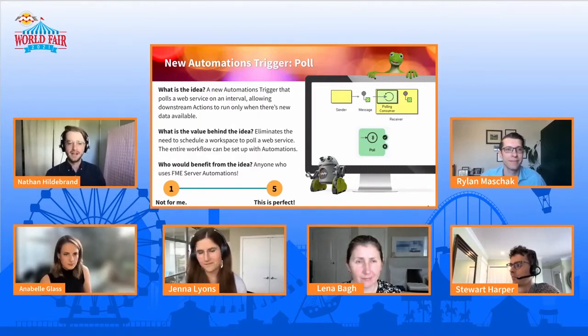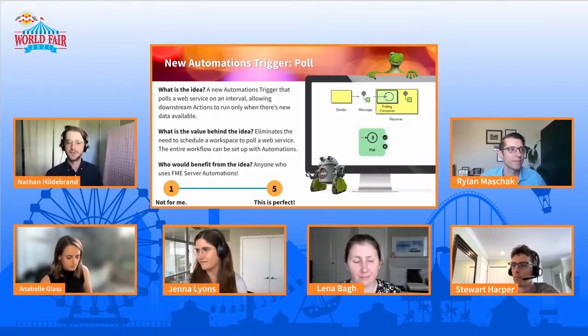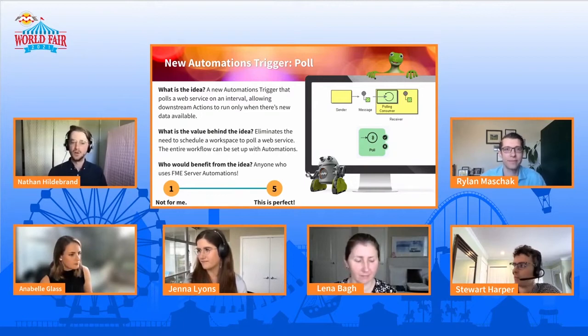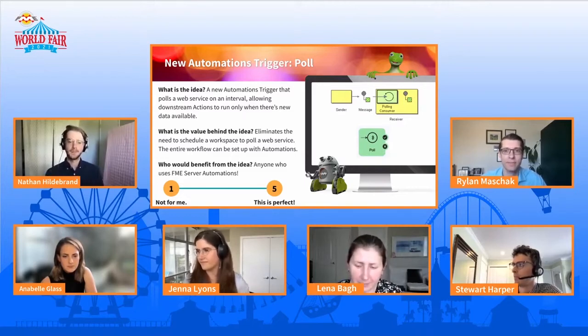First off, the idea here is a new type of automations trigger that polls a web service on an interval, allowing downstream actions to run only when there's really new data available. Think of it a bit like a reverse of a webhook trigger, or maybe a mashup of a schedule and an HTTP request, but with a bit more flexibility.